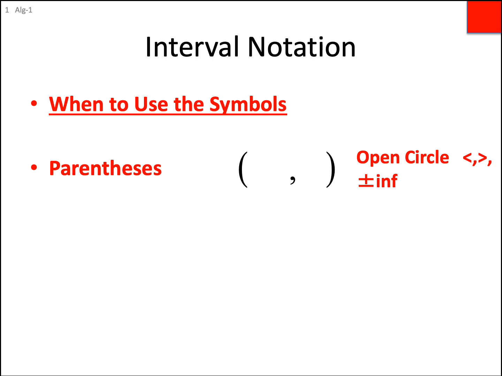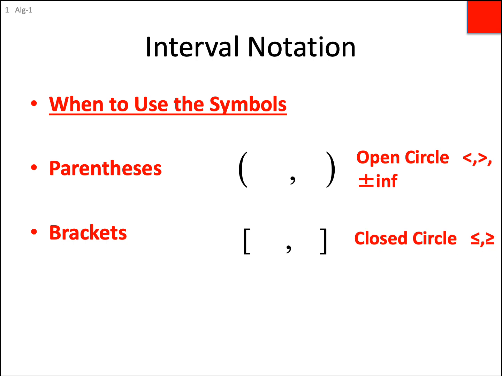On the right there, it says when you will use it. If you have an open circle, we know when we have open circles, that's when we have a less than or a greater than. Or if you have positive or negative infinity, you will use parentheses. Now, don't get hung up on being confused. Let's just write this down. We'll get to some examples and then ask your question if you're confused. So parentheses we're going to use if we have an open circle, a less than, a greater than, or positive or negative infinity.